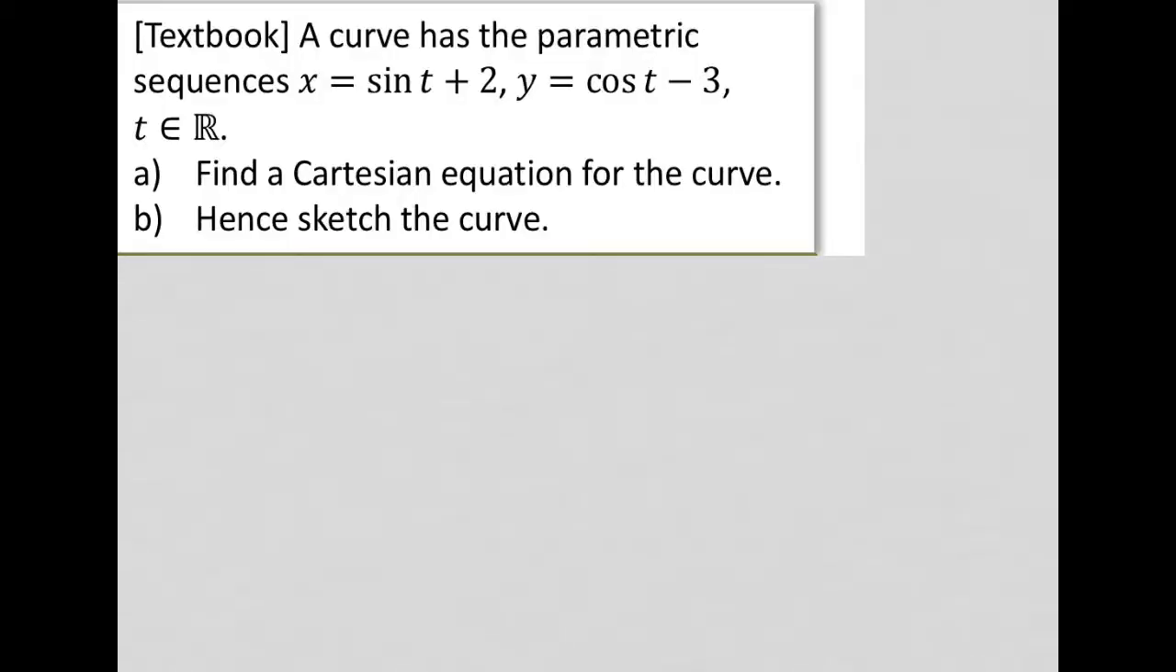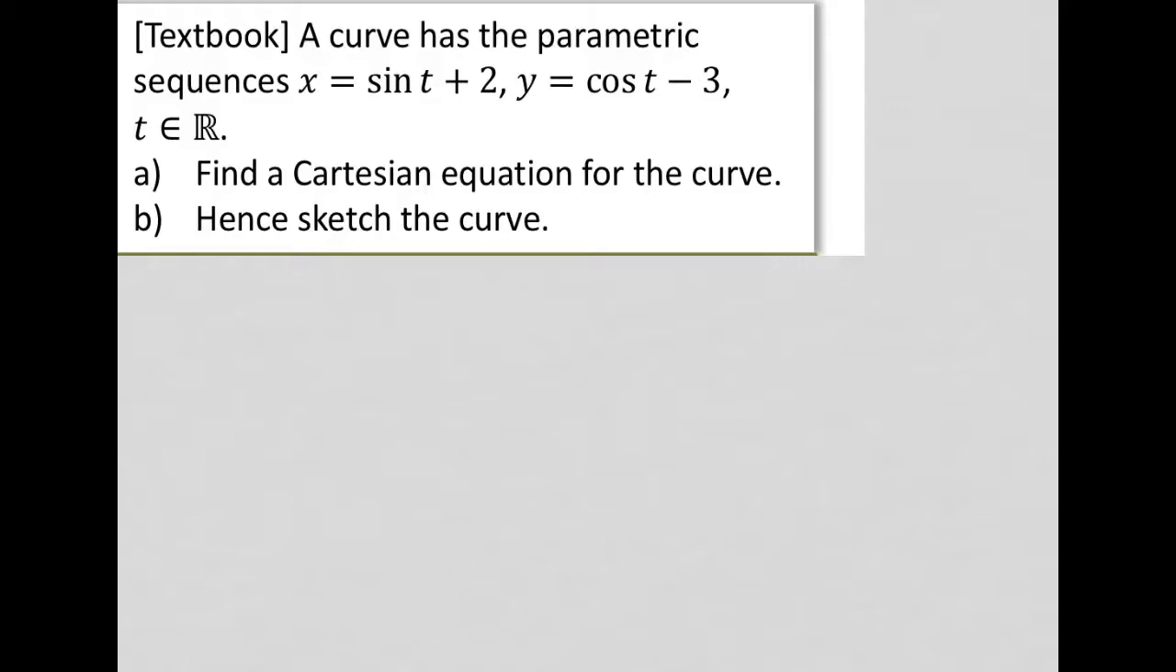So here we now have some trigonometric functions involved. A curve has the parametric equations x equals sine t plus 2 and y equals cos t subtract 3, where t is a member of the set of real numbers. A, find a Cartesian equation for the curve. So here I've got to somehow eliminate t.